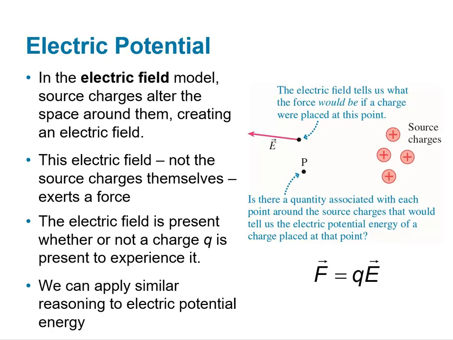In the electric field model, we say the source charges alter the space around them, which is what creates the electric field. And it's the electric field, not the source charges themselves, that exerts the force. And we said that an electric field is present whether there's a point charge or a test charge there to feel it or not. We're going to apply similar reasoning to electric potential energy and learn that electric potential energy is present whether or not there's a charge to experience that potential energy.